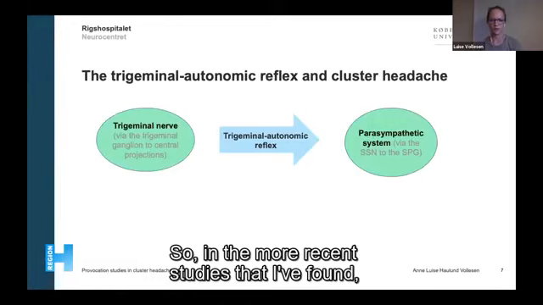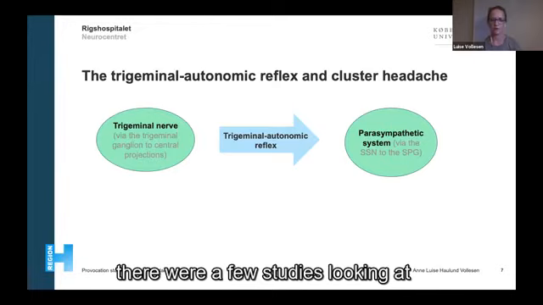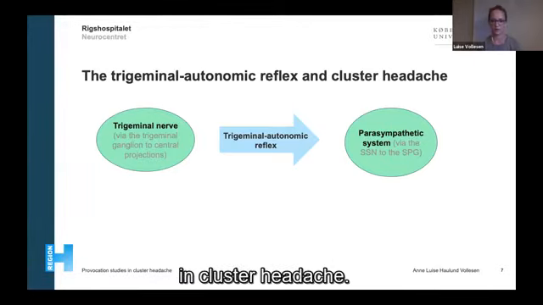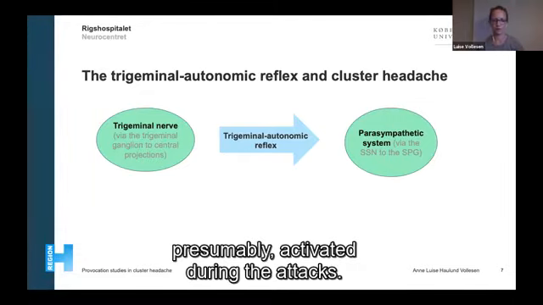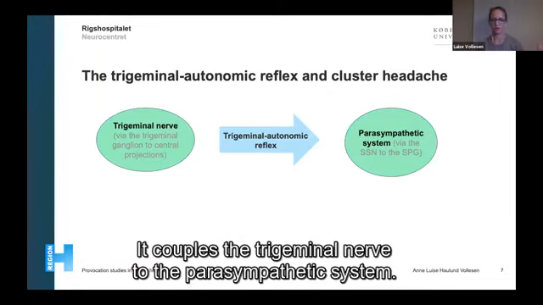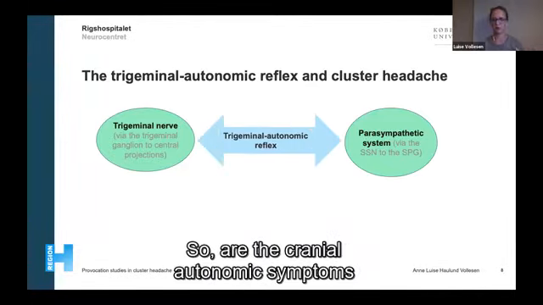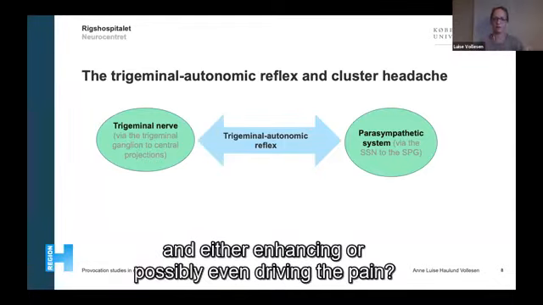So in the more recent studies that I've found, apart from the ones that I did myself, there were a few studies looking at the role of the trigeminal autonomic reflex in cluster headache. So the trigeminal autonomic reflex is presumably activated during the attacks. It couples the trigeminal nerve to the parasympathetic system. So the question is, is this bidirectional? Are the cranial autonomic symptoms in turn feeding back and either enhancing or possibly even driving the pain?